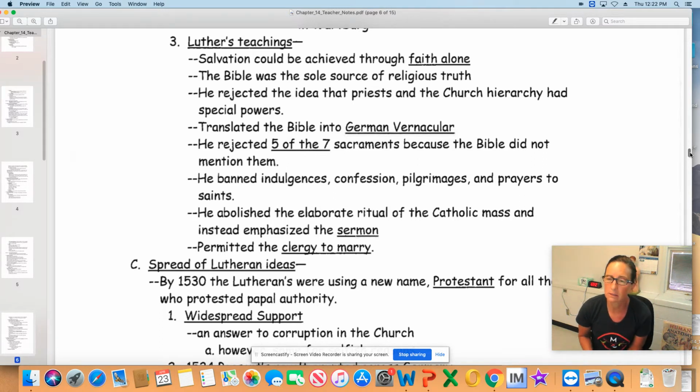So that's the difference. He banned indulgences, confessions, pilgrimages, and prayers to the saints. He abolished the elaborate ritual of the Catholic Mass and instead emphasized the sermon. And a big difference between Lutherans and Catholics is he permitted clergy to marry, because priests and nuns in the Catholic Church do not marry.